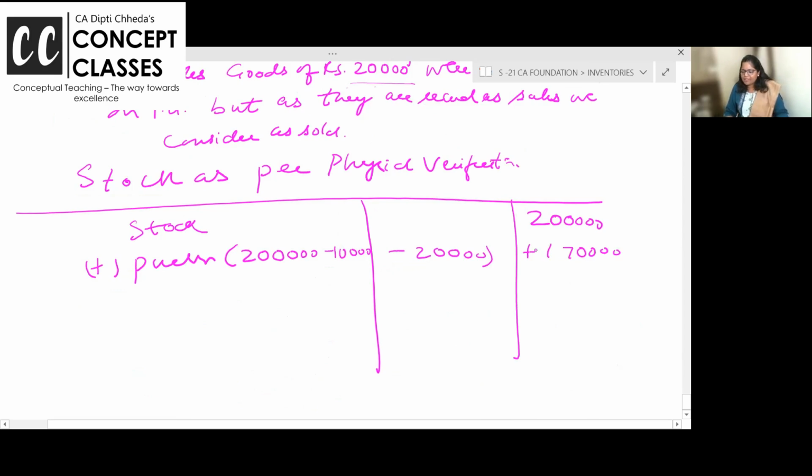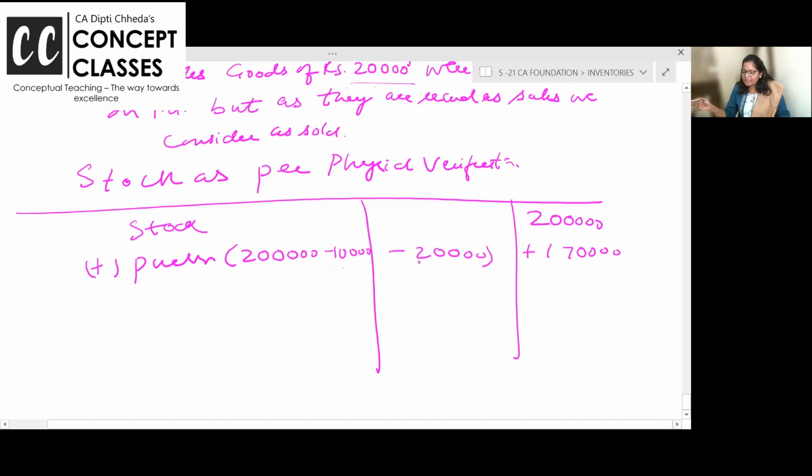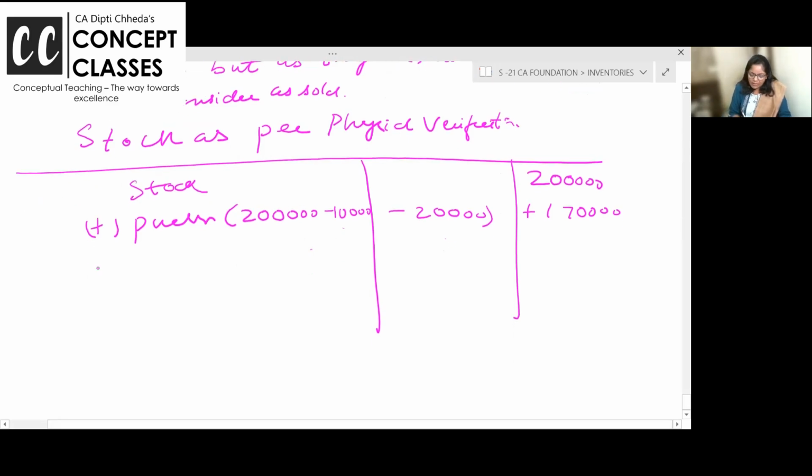I hope you are getting what I'm doing. 10,000 because it's already done on 23rd, so it's a part of the stock purchases. 20,000 is purchased but received late. 20,000 is purchased and goods are not received, so minus that also. So just take 170. Okay?